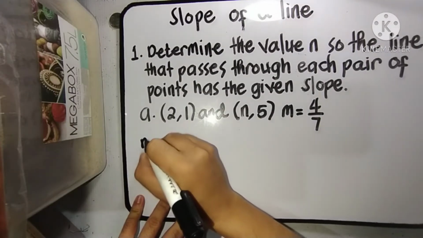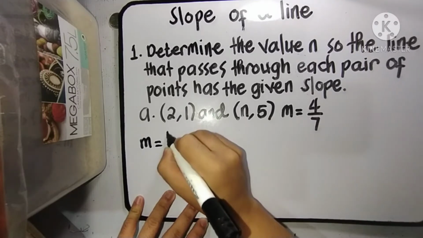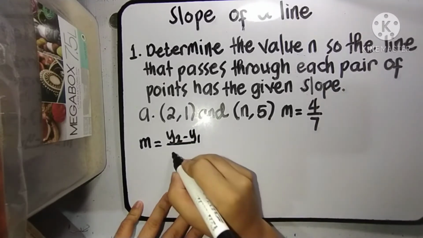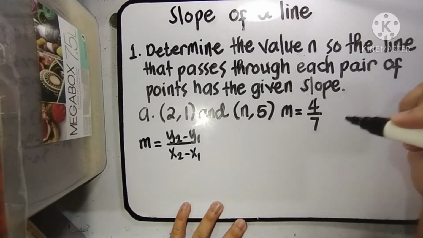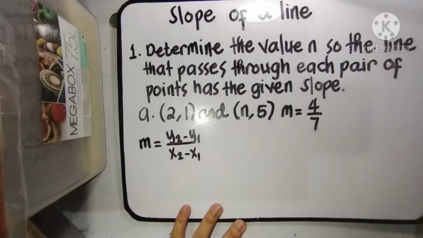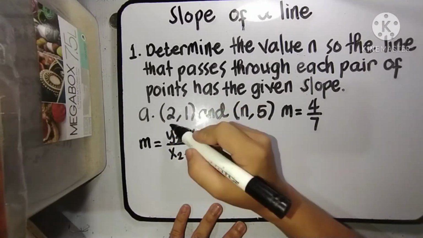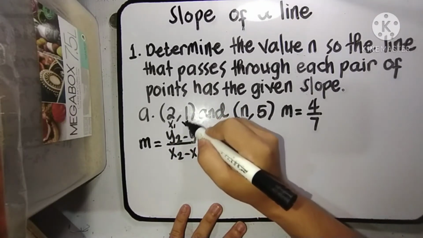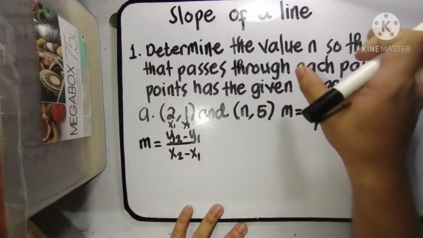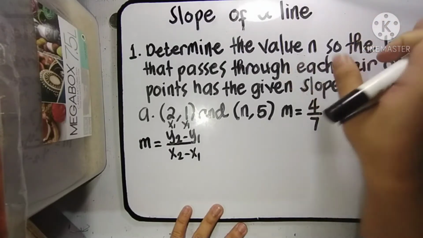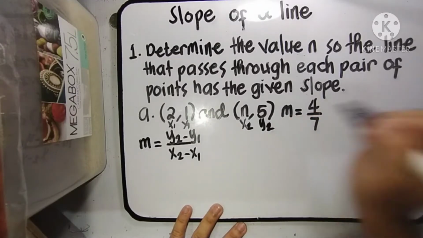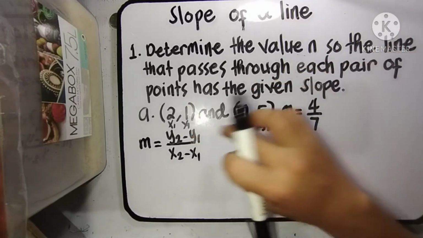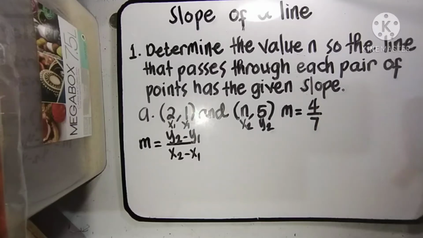Given by m, or slope, is equal to y sub 2 minus y sub 1 over x sub 2 minus x sub 1. So the first thing to do is the same as solving for the slope. We need to identify first, or label, the given ordered pairs. The first ordered pair, we label as x sub 1 and y sub 1. Right? When we talk about ordered pairs, it comprises the values of x and values of y. The second ordered pair, we have x sub 2 and y sub 2. So now we have given x sub 1, y sub 1, x sub 2, y sub 2, and also the slope.